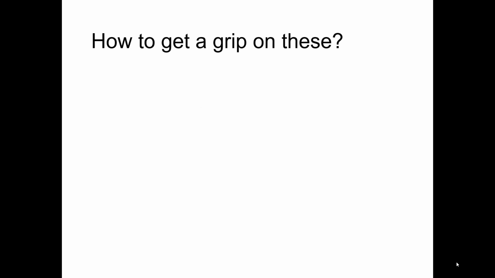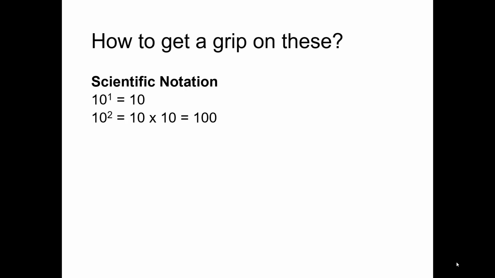So how can we get a grip on these? Well, the biggest helping hand that we have with this is scientific notation. Scientific notation is basically just utilizing exponents of 10 to help us figure out how large or how small a value is.